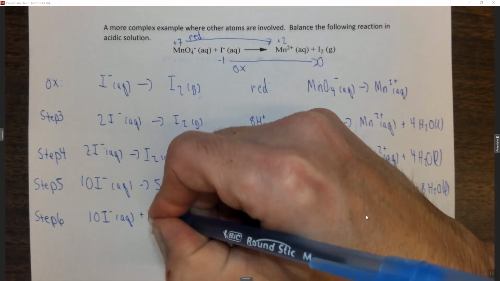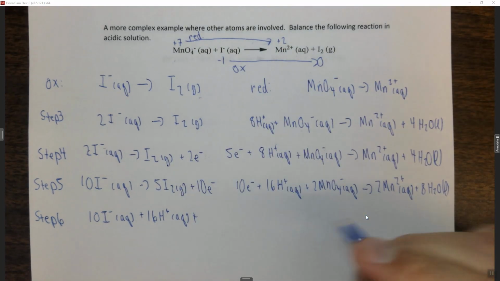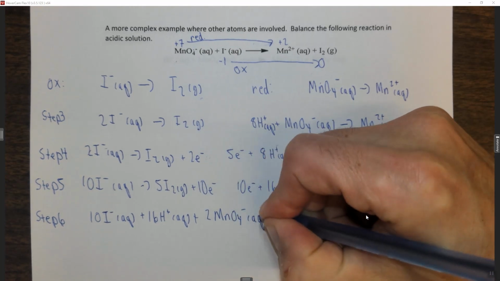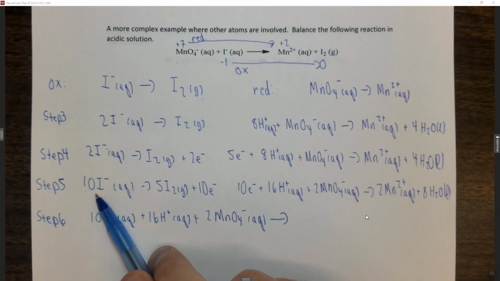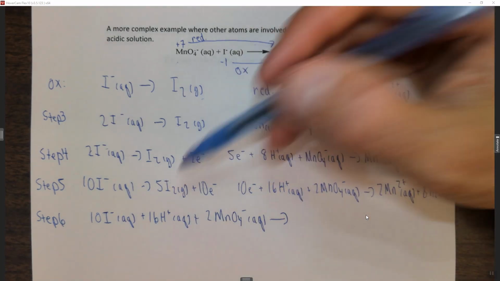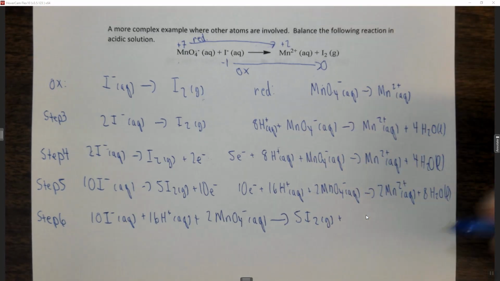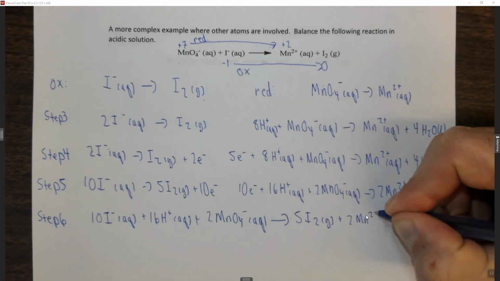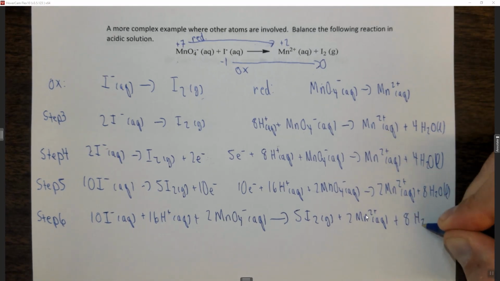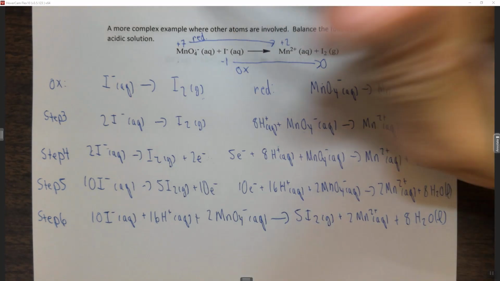So plus 16H plus aqueous plus 2MnO4 minus aqueous yields. So I've written out all the reactants for both reactions. Note again that I canceled out the electrons. Now I'm going to write all the products. 5I2 gas plus 2Mn2 plus aqueous plus 8H2O liquid. All right, so now I've written out all of the products and the reactants.